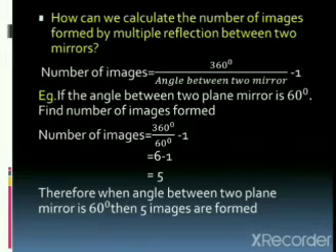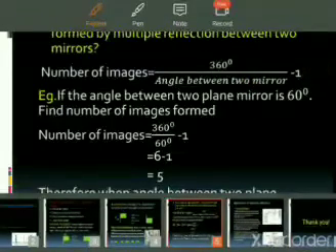Now what if the angle between two plane mirrors is different? Here I just took some example. So the shortest way to find how many images are formed when multiple reflections occur: there is one formula associated with it to find the number of images when two plane mirrors are intersecting at different angles. The formula is 360 degrees upon the angle between the two plane mirrors, minus 1. This is the formula to find the number of images.